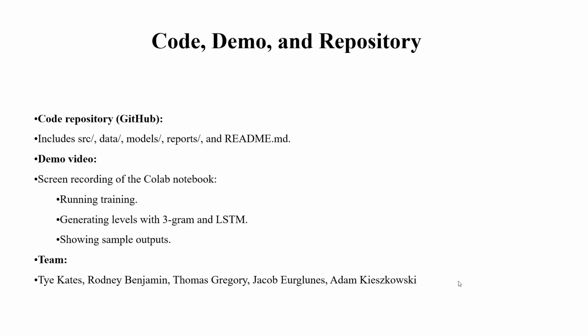Finally, the code for this project is organized in a GitHub repository, which includes the src folder with the models and Python code, the data folder with the levels and trained models, and a report folder with generated examples. There are samples of the outputs also in the repository. I can also include a short demo or recording of the Colab notebook running the training, generating the levels, and showing the sample outputs. But the sample outputs are actually already in the repository.